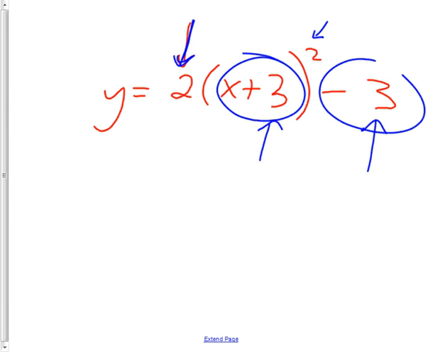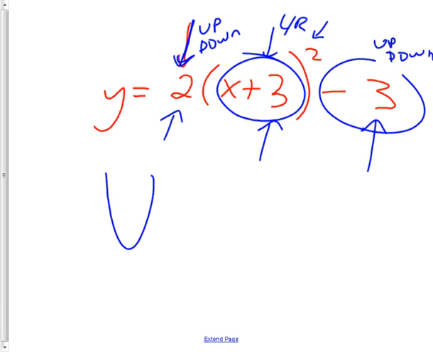Stuff on the outside here, up, down. Stuff on the outside here, up, down. Stuff in here only is left, right. Okay? So that is an up-down stretch. So it's twice as tall as it was. So it's like you grab the ends of the parabola, like here, and you pull them up. They go up higher than they were before, and the things tend to get skinnier.